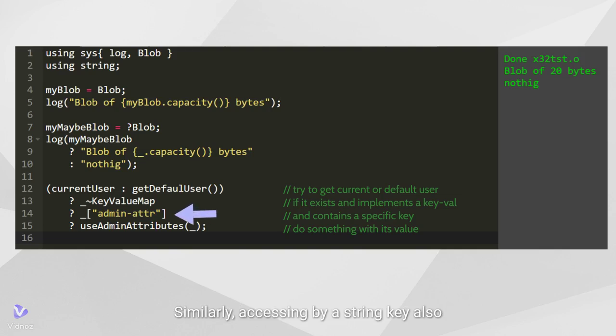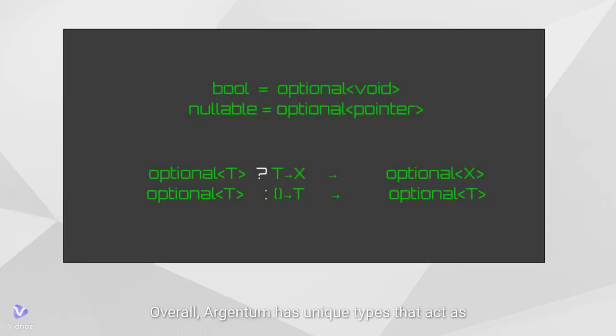Similarly, accessing by a string key also returns an optional pointer, indicating whether a value exists, making optionals a built-in safeguard for bounds checking and key access. Overall, Argentum has unique types that act as booleans, optionals, and null pointers, with uniform set of operations that enforce null, type, key, index checks for safety and resilience. Next chapter, objects and pointers.